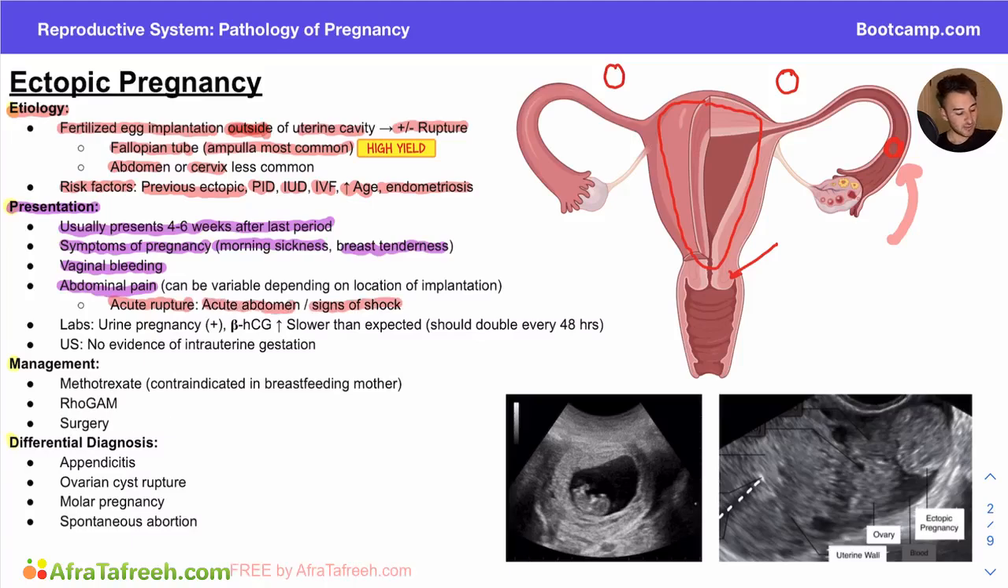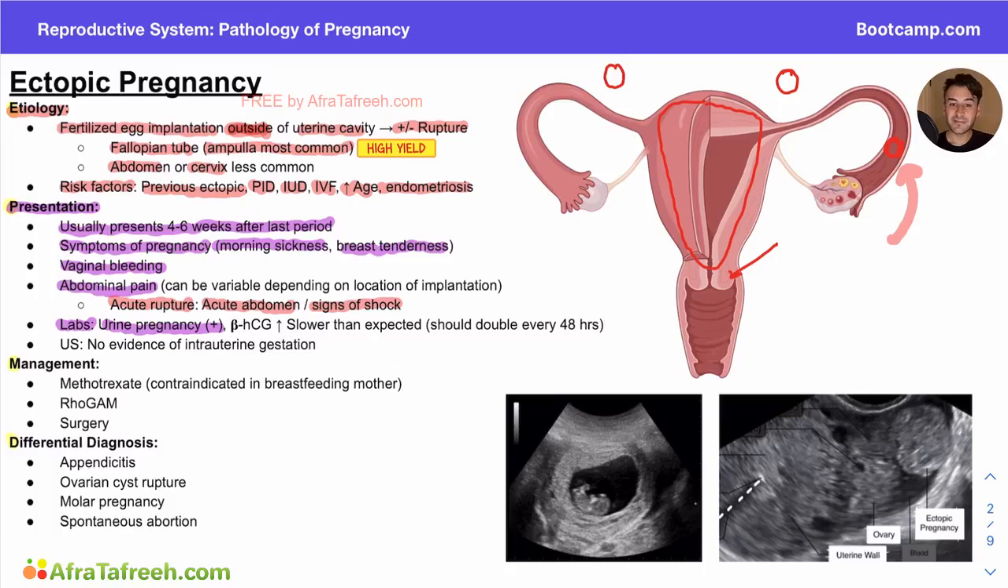Now, continuing on, when we talk about our labs, we're going to have urine pregnancy tests be positive in ectopic pregnancy because we know that our urine pregnancy tests are measuring beta-HCG, and ectopic pregnancies are indeed still producing beta-HCG. I would go as far as to say that any patient of reproductive age presenting with abdominal pain should get a urine pregnancy test. It's just a great thing to do. It's really cheap and it can tell you a lot and really narrow down your differential to include or exclude pregnancy. So urine pregnancy tests we expect to be positive, and we talked about this being due to beta-HCG.